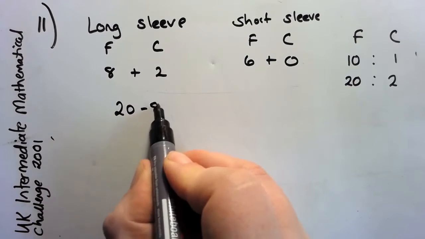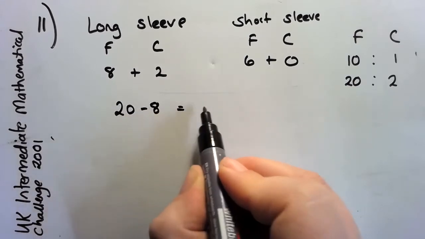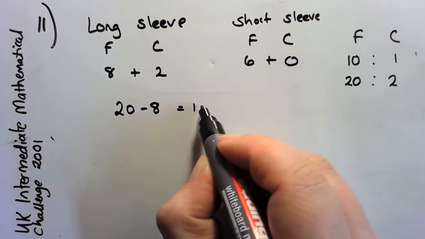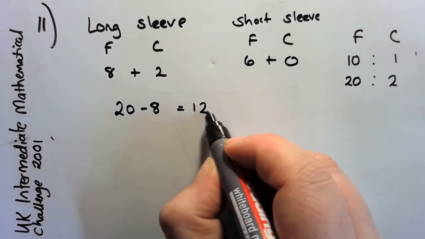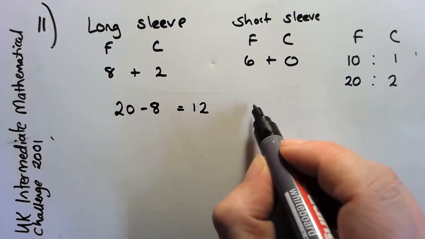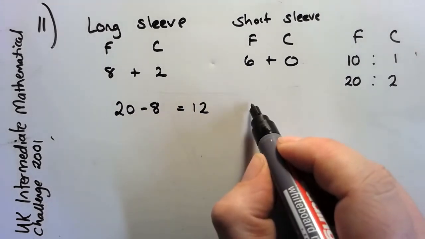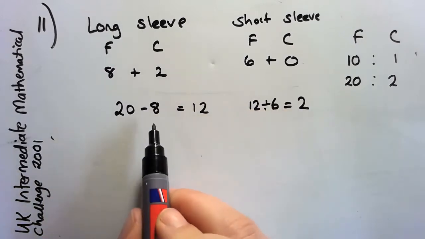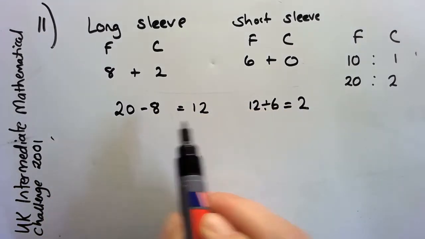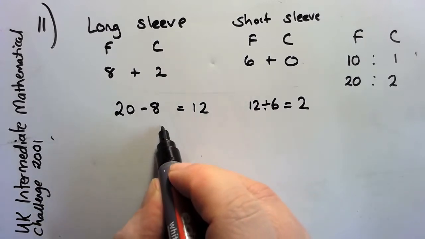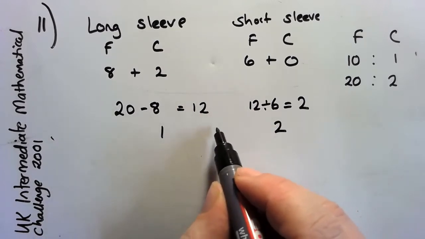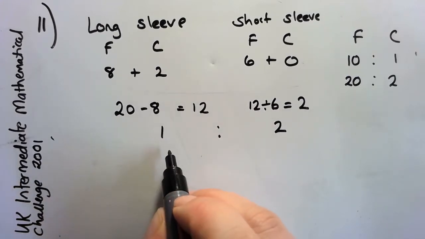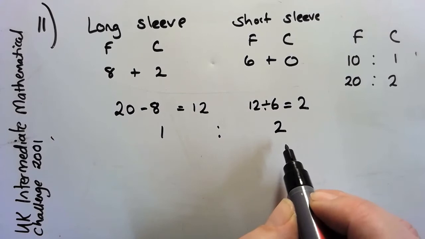So if we take away 1 long sleeve shirt, because we've only got 2, if we take away 1 long sleeve shirt, we have 12. And we need 6 for every short sleeved. So 12 divided by 6 is 2. So this represents 1 long sleeved and 2 short sleeved, and therefore it is in the ratio 1 to 2. For every 1 long sleeved, there are 2 short sleeved.